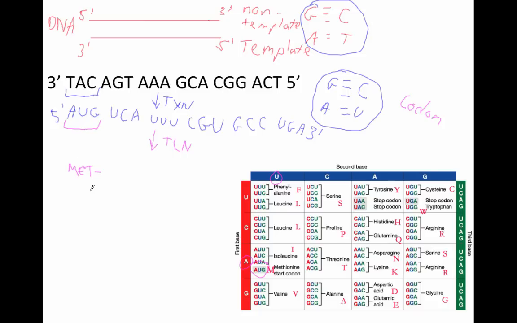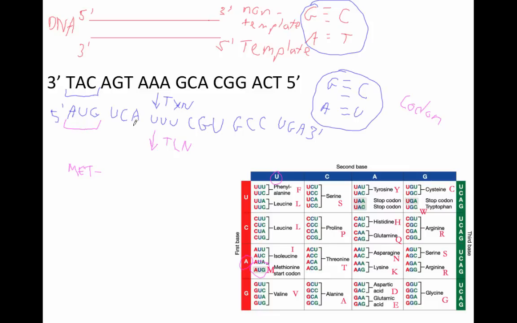Now what I want you to do is to once again hit pause, and then when you are done translating this messenger RNA into a protein, hit play again. Remember, what you're going to do is for each one of these 3-letter codons, use this table and determine what the amino acid is going to be. So go ahead and hit pause.